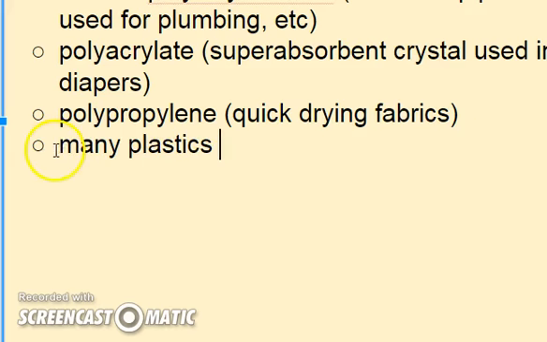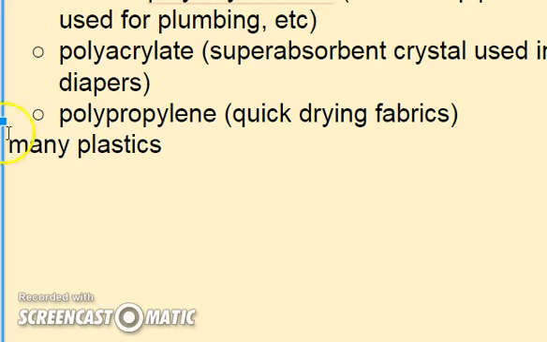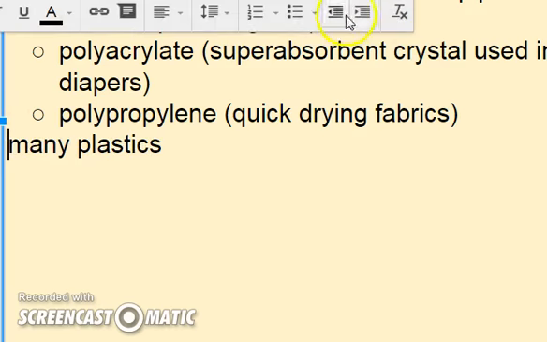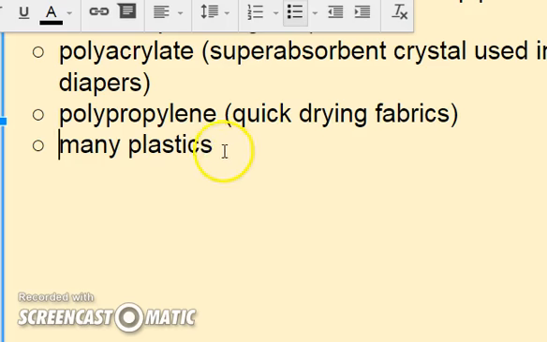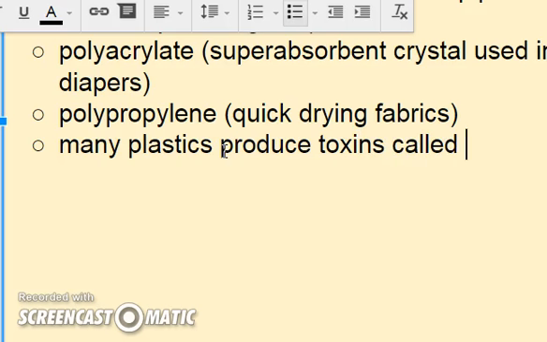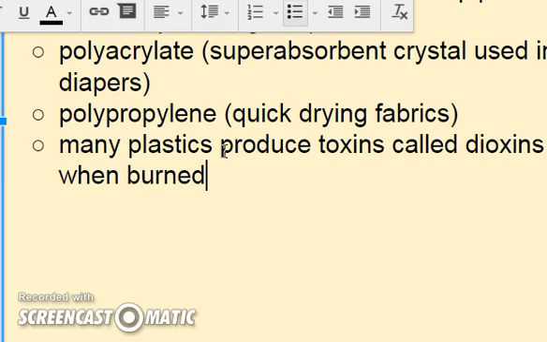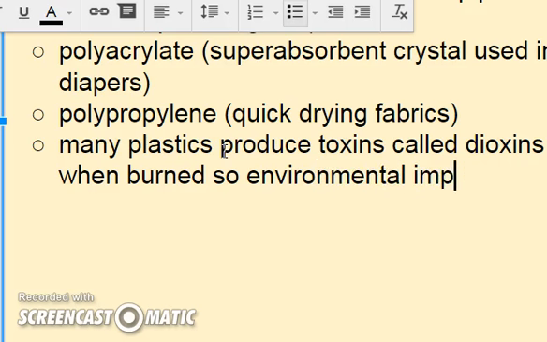My last point that I hadn't included before, and I'm going to add, is that many plastics produce toxins called dioxins when burned, because of their structure. So there are some environmental implications with it, which is one reason it's even more important that we recycle plastics rather than just putting them into the waste stream.